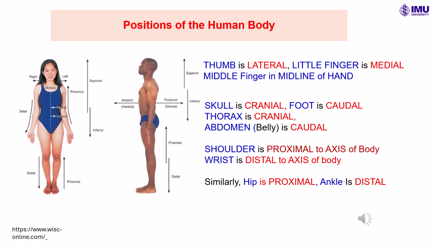About the joints of upper limb, shoulder is proximal to the axis or midline plane of the body. Wrist is distal to the axis of the body. In joints of lower limb, hip joint is proximal, and ankle near the foot is distal.